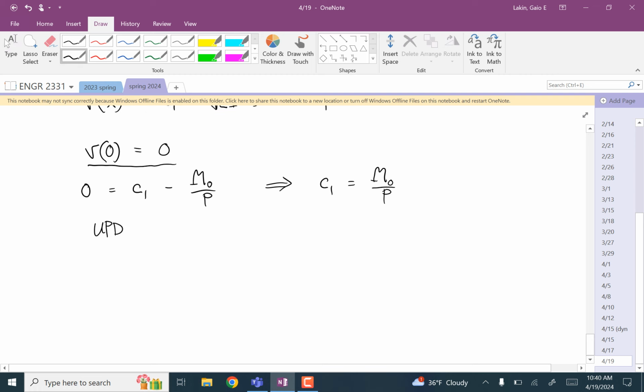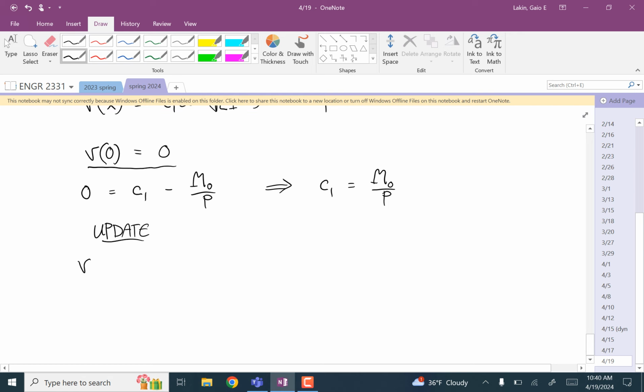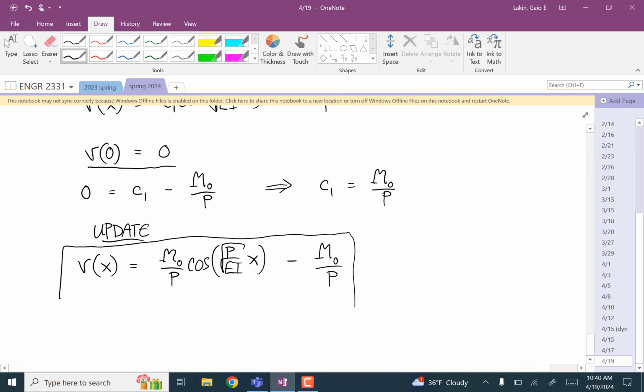And so our updated form says deflection is equal to M sub 0 over P times the cosine, minus M sub 0 over P. So this is for fixed at x equals 0. And now we'll consider what's happening at the other ends.